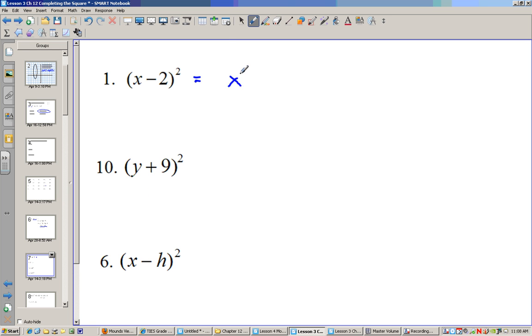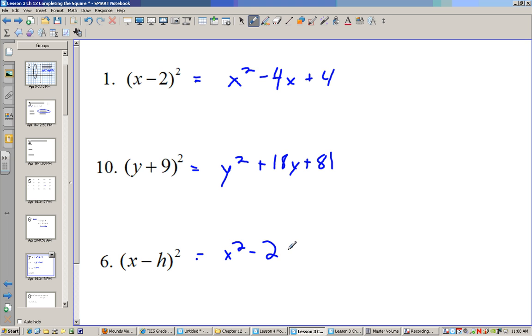To do number 1, it would be x squared minus 4x plus 4. Y plus 9 squared is y squared plus 18y plus 81. This last one, to just do a general sense, this would be x squared minus 2hx plus h squared. Regardless of what h is, this will be the form it always goes in. So we'll square 9 to get 81. We'll multiply it by 2 to get the middle term. We'll multiply negative 2 by 2 to get negative 4, and we'll square it to get the last term.